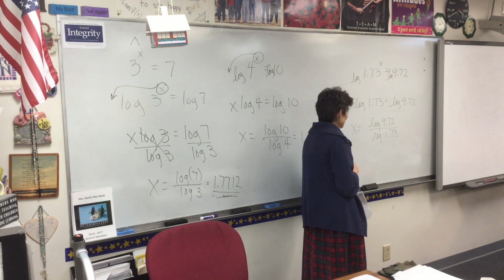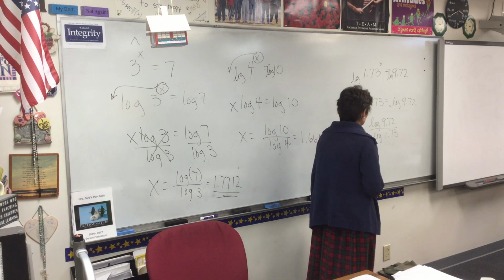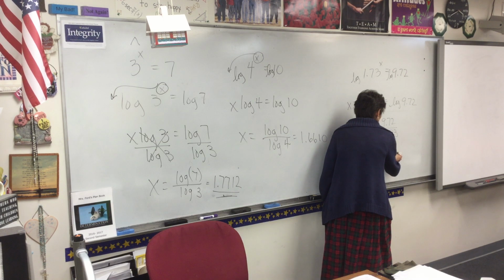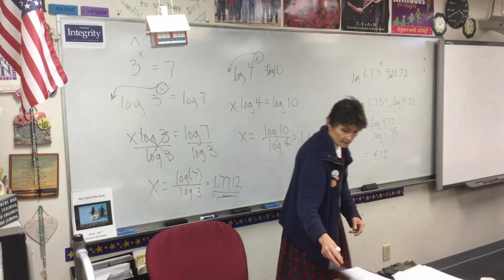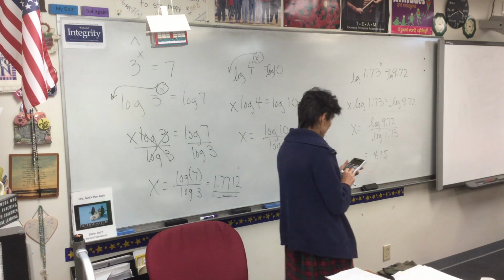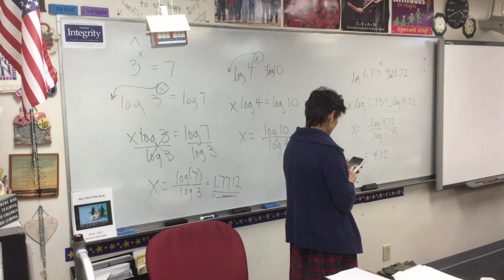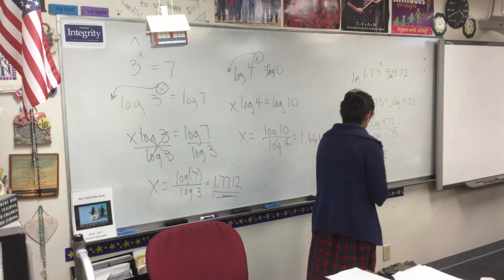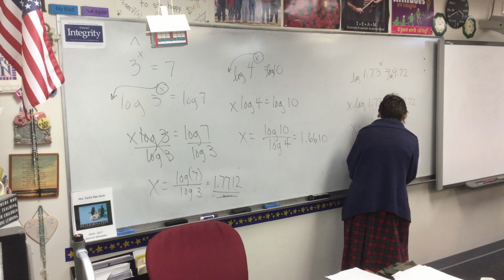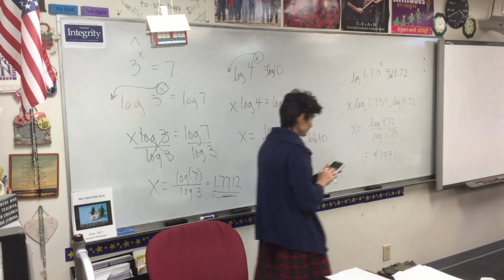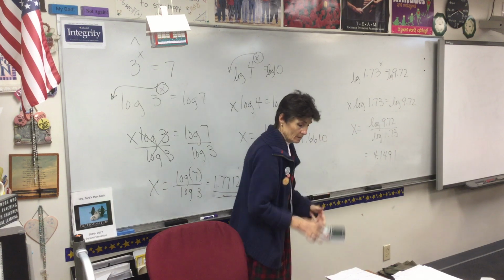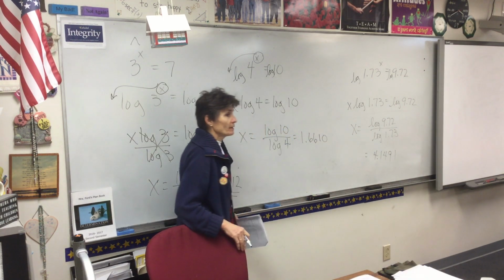What do we end up with? 4.14905. You need 4 decimal places, so we need to figure that out. It would be 4.1491, because it was 905, so the 05 will round up. All right, you feeling okay about that?